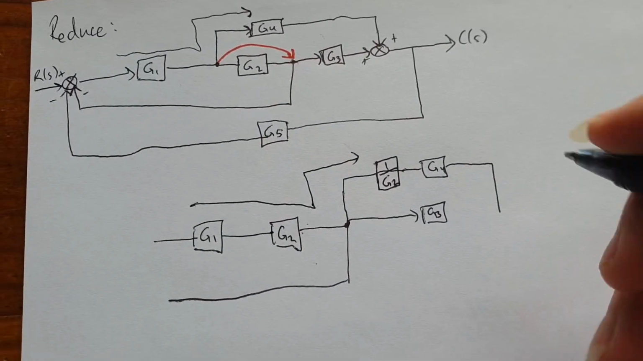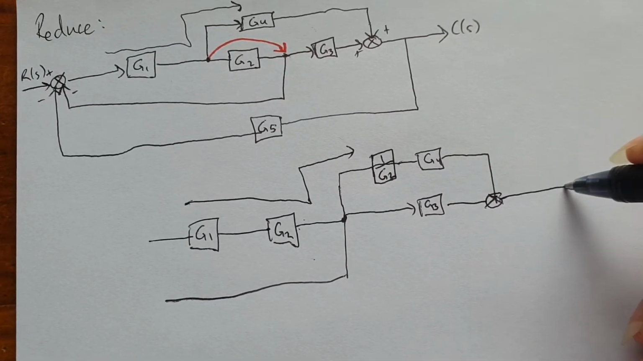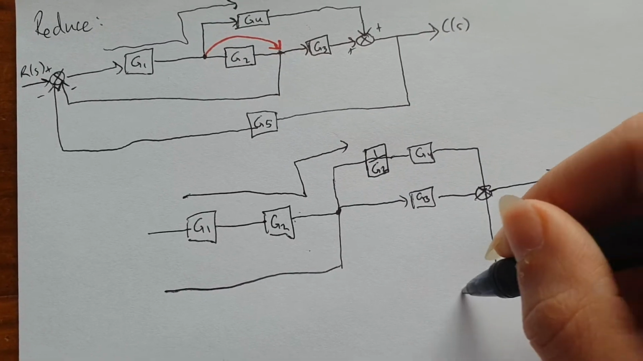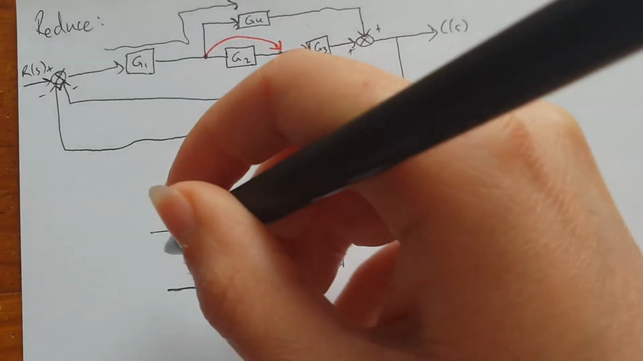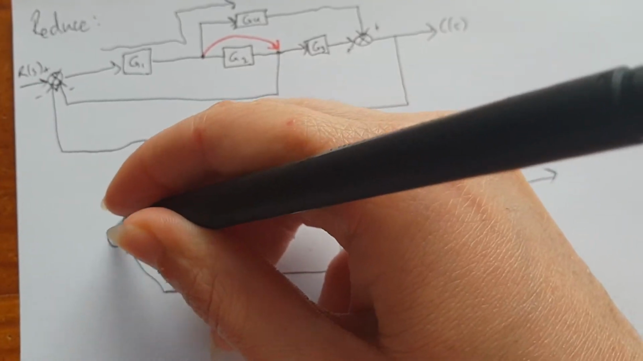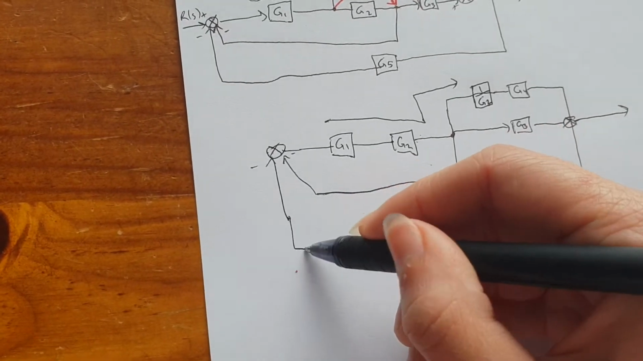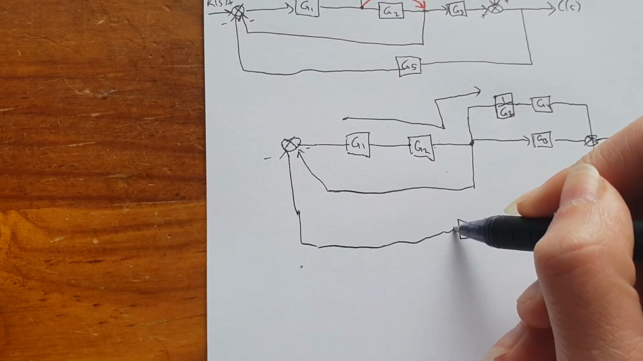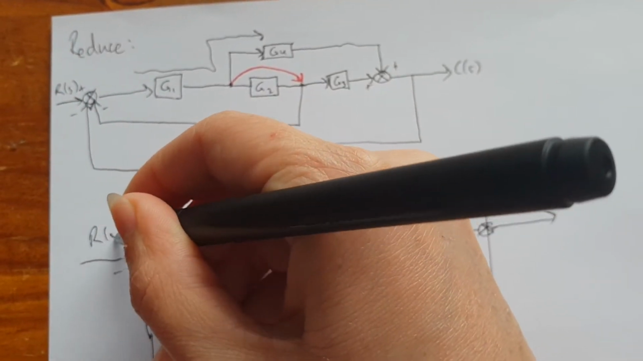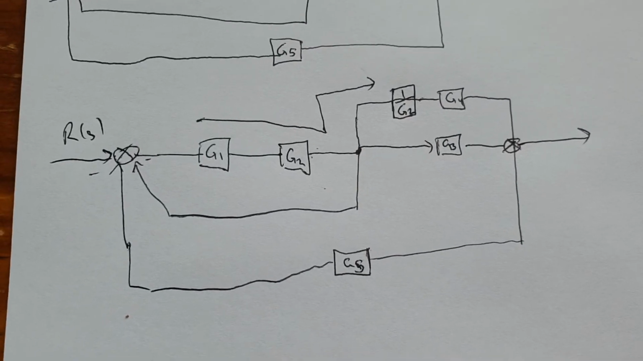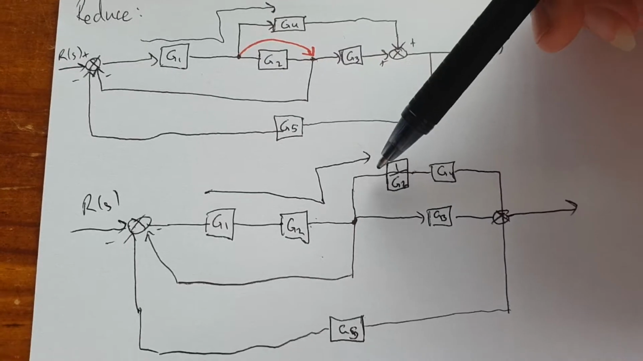That's simple enough. So I'm just going to go ahead and write the rest of the system so we don't forget. G5, minus, R. Okay. So now that we've moved the node here, it's very simple.